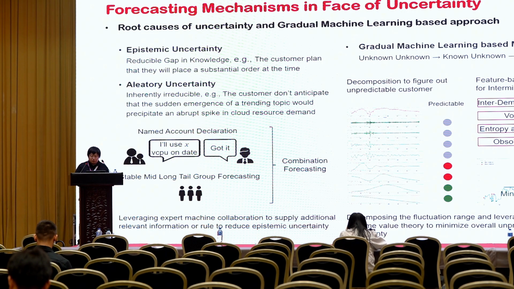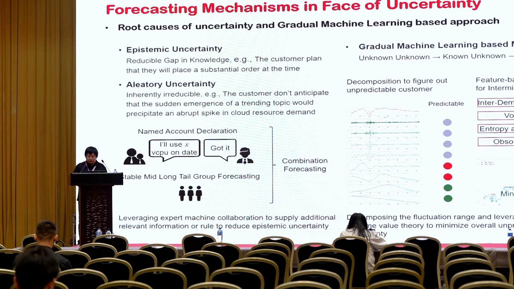In the context of cloud resource demand forecasting or other sales management business, adding more historical sales data, including promotions and outliers, can reduce epistemic uncertainty. In the face of uncertainty, new forecasting mechanics will be helpful. The principle is as follows.